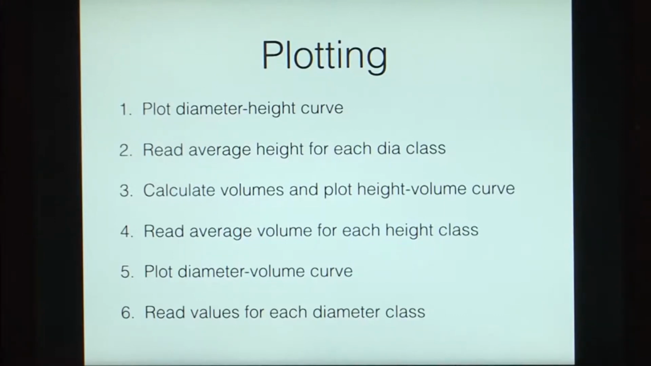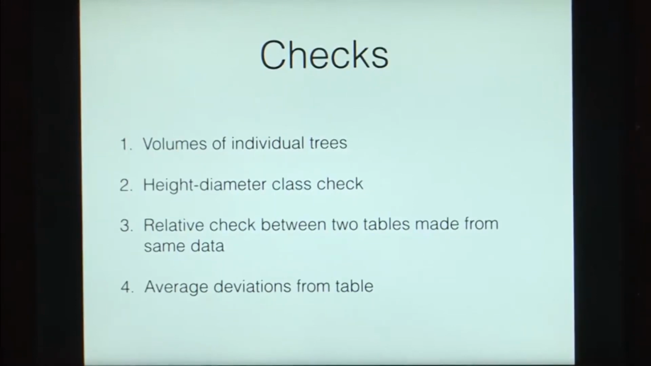Now, when we are preparing a general volume table, we need to take care of a number of checks and balances. For instance, the volumes of the individual trees should not deviate by a large amount. If we have selected our typical trees, then the volumes of the individual trees will not vary a lot from each other. Then we can go for a height and diameter class check. Once we have plotted that curve for typical heights for each diameter class, we can measure the heights of the individual trees and check them against this curve to see whether our plot is correct or not.